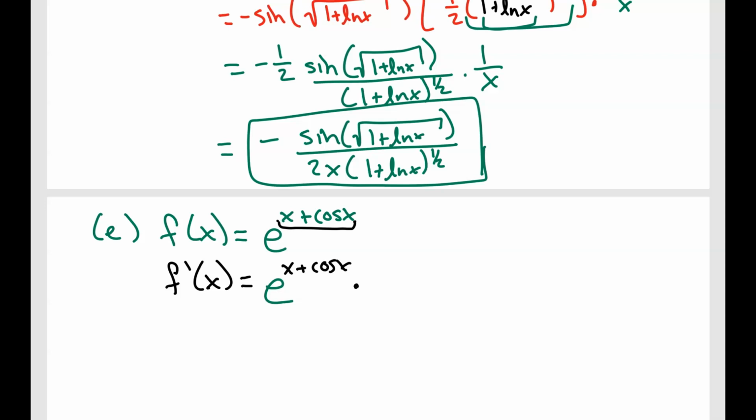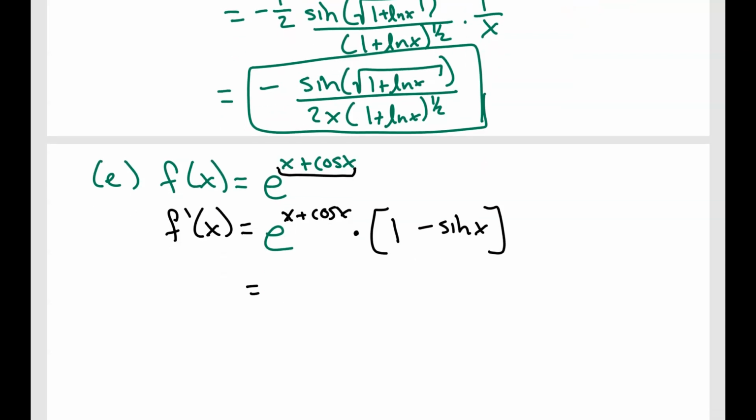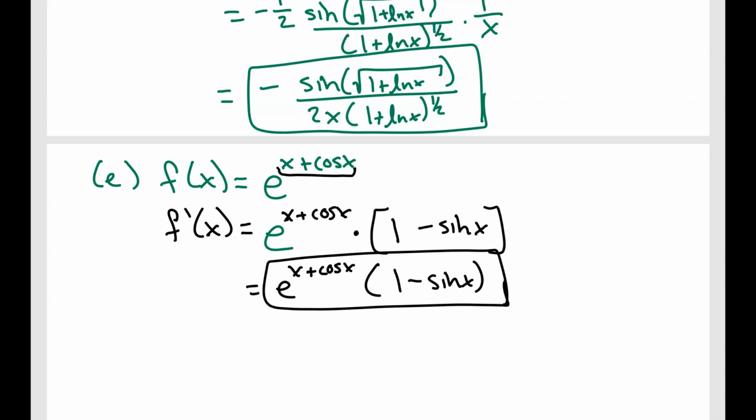And now I'm going to multiply it by the derivative of the inside. The derivative of x is just 1, plus the derivative of cosine is going to be negative sine. Okay, so if you wanted to clean it up, you can just write e to the x plus cosine x, times 1 minus sine of x. You can distribute it. It doesn't really matter.